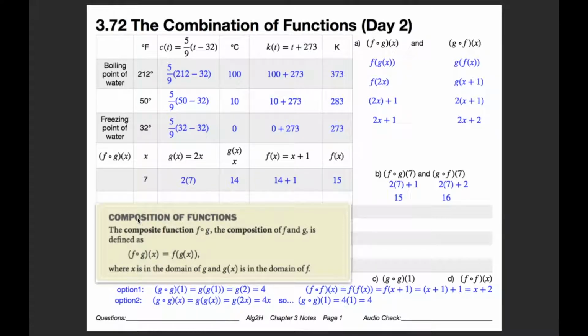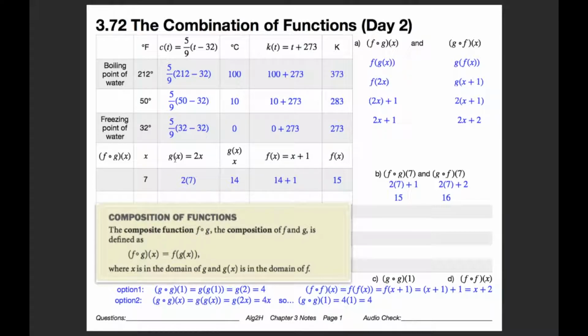We're going to call this the composition of functions. You're going to take two functions and combine them together. And what this is going to read is, if you have the composite function, it's going to be read as f composed with g of x is the same thing as f of g of x.